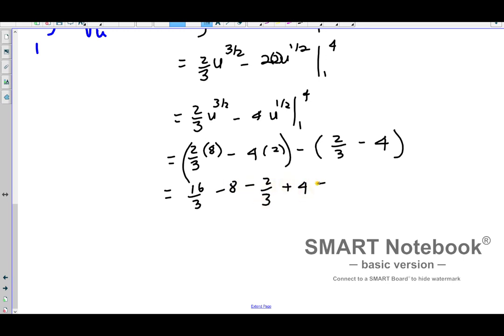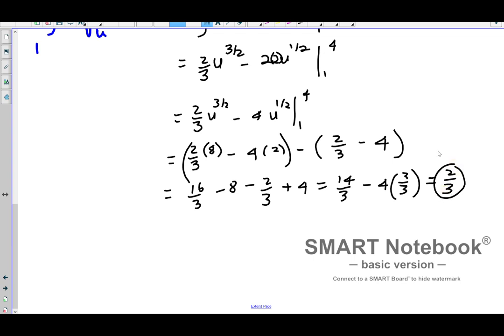Distribute your negative sign there. And there's a number of ways you could simplify this. Like, for example, 16/3 minus 2/3 is 14/3. And negative 8 plus 4 is minus 4. I will get common denominators. So here I have 14/3 minus 12/3. That's 2/3. And that is our final answer.